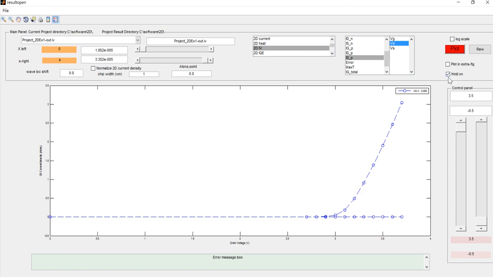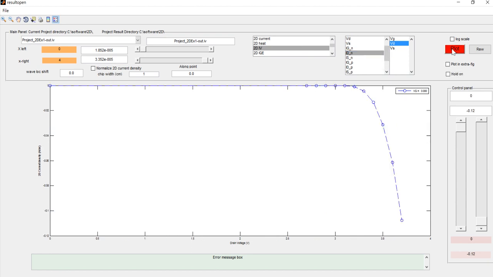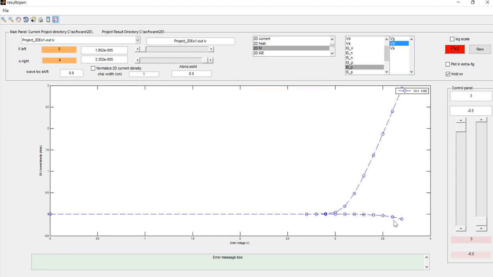And in the same way, if you plot IDN, you get some value. And if you plot, hold on, you plot IDP, you get another value. So you can find that you see some leakage current. Do you see that? You see some electron current here, but this is a real hole current. So there's some leakage current flowing to them.